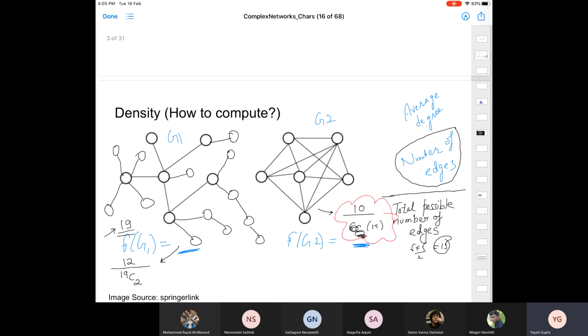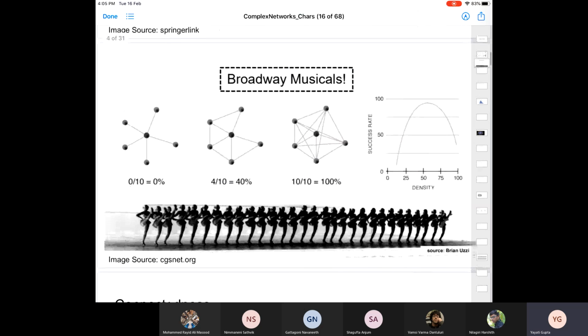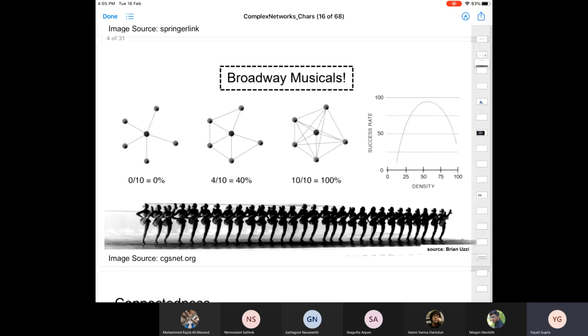Now what does this density actually tell us, and how is it useful? There has been research conducted on some Broadway musical industries. Broadway musicals are different groups, like companies. This research was conducted by someone named Ryan Uzzi.